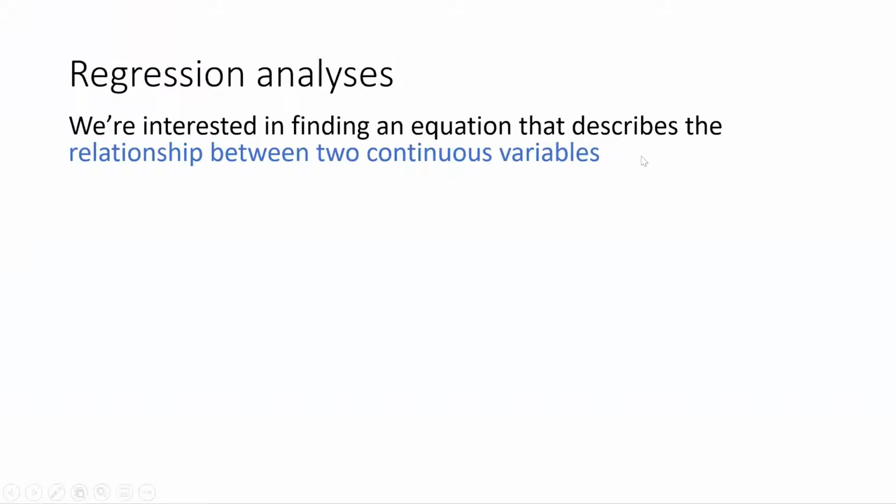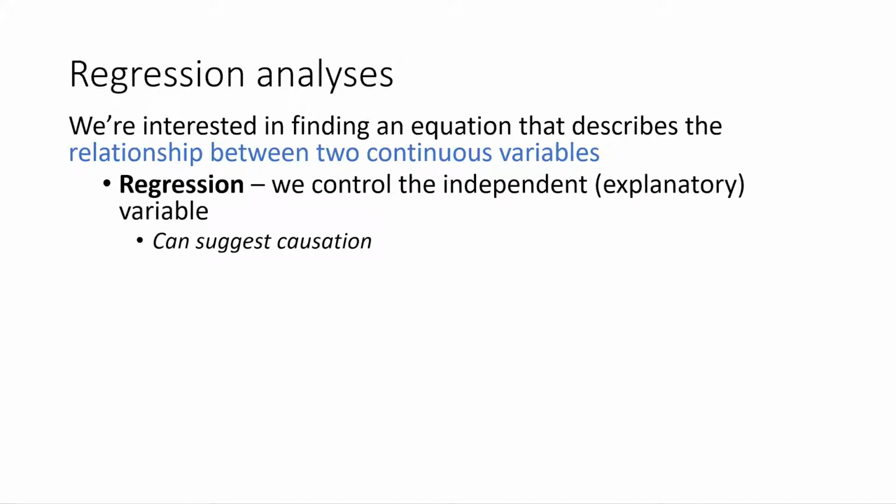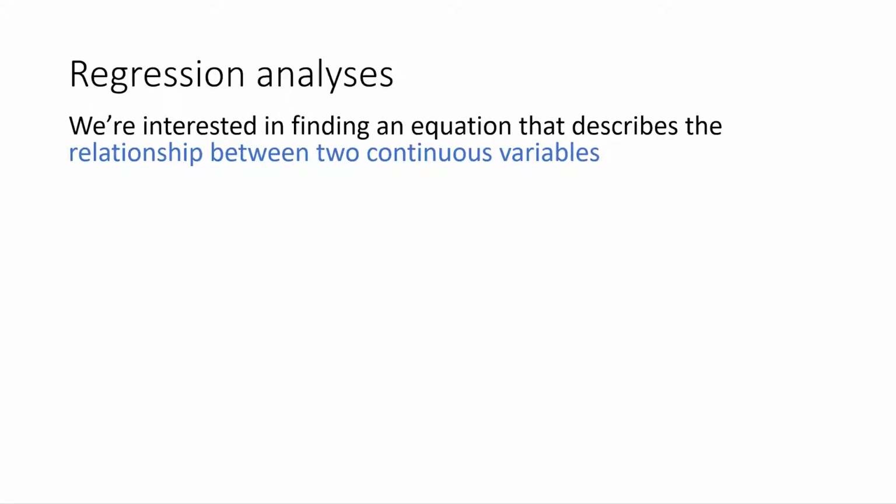So when we're doing regression analyses, we're interested in finding an equation that describes the relationship between two continuous variables. So that's key, and that's what's really different from everything else that we've done. We have two continuous columns of data, and they're not the same numbers.